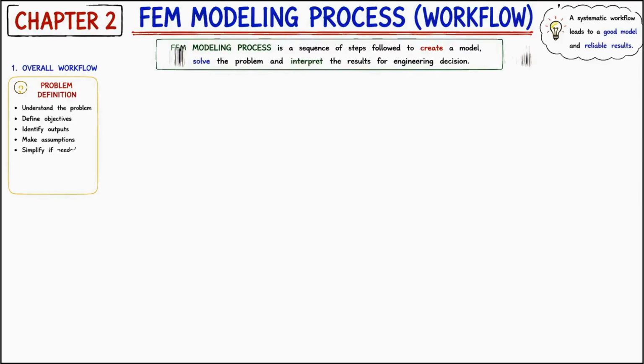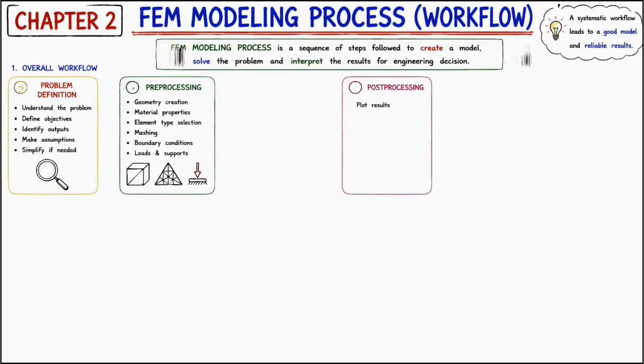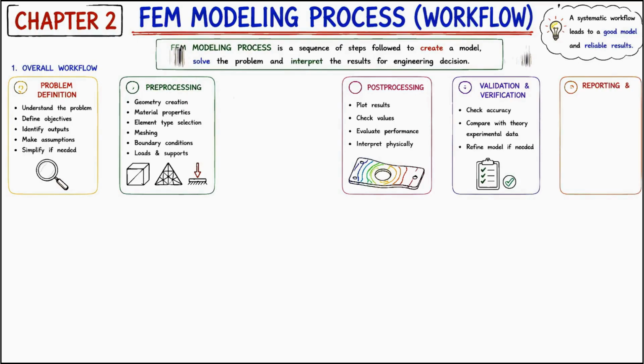Once the problem is clearly defined, we move to pre-processing. This is where the finite element model is created. We define the geometry, assign material properties, choose the appropriate element type, generate the mesh, apply the boundary conditions, and finally specify the external loads. After pre-processing, the model is ready for analysis.